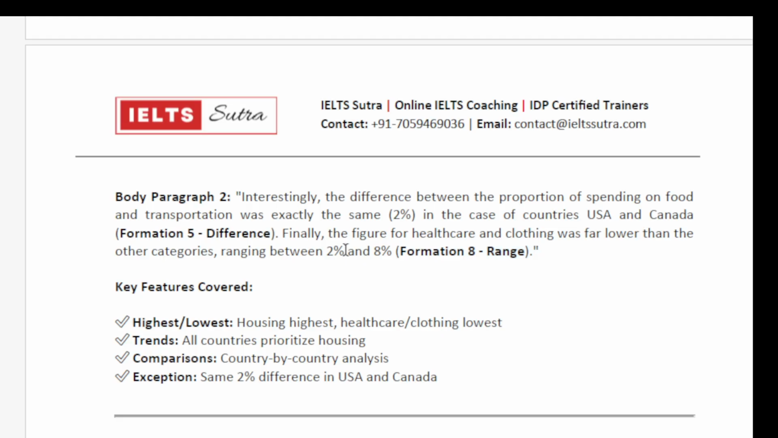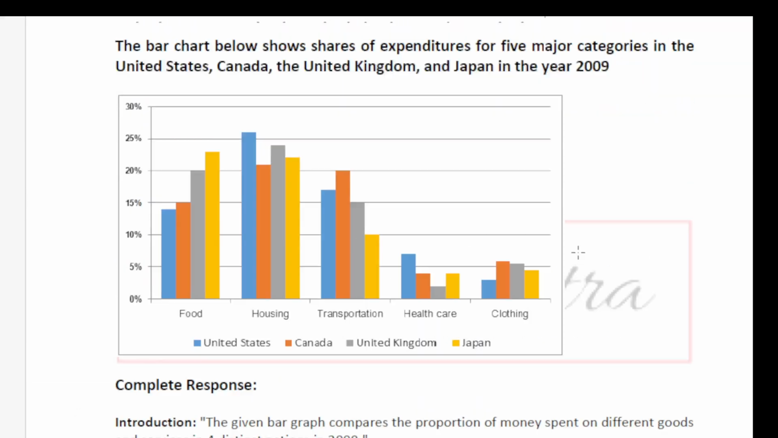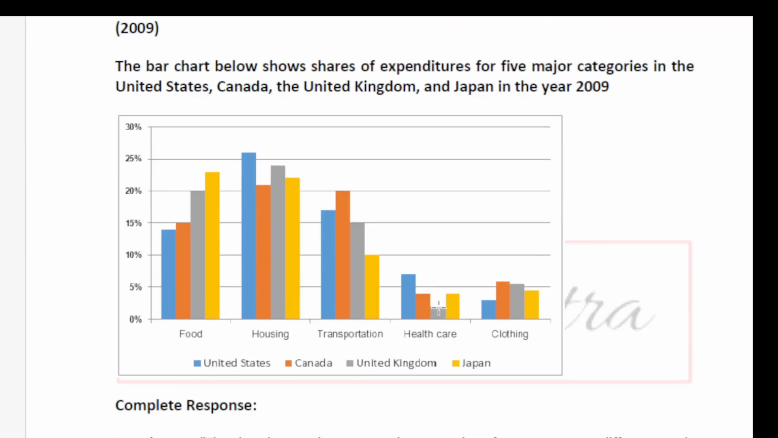So we will say finally the figures for healthcare and clothing were far lower than other categories, ranging between 2% and 8%. Now when I say ranging between 2% and 8%, it means that the figure was neither lower than 2%, see, 2% is the lowest point over here and 8% is the highest point over here. So the figure for both these categories was always between 2 and 8. Okay, never lower than 2, no more than 8.